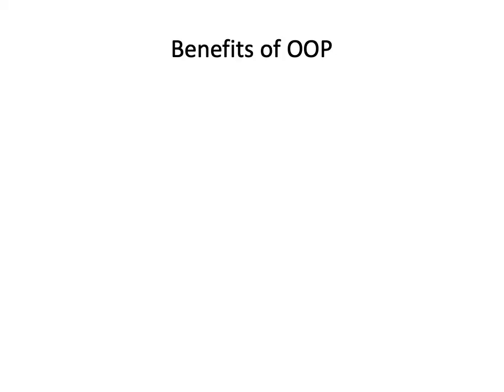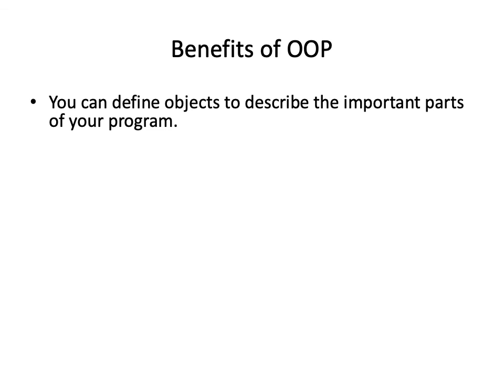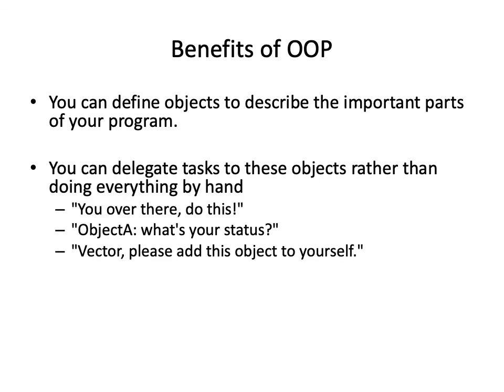Some more benefits of object-oriented programming. You can define objects to describe the important parts of your program. So instead of having 1,000 functions just floating around in your source code, all in one big file, it's helpful to make your code more modular by organizing similar pieces of code into objects and thinking about what kinds of objects are in my program and how I could represent them in my code. It helps organize your code. And then here's the kicker: you can delegate tasks to those objects rather than doing everything by hand.